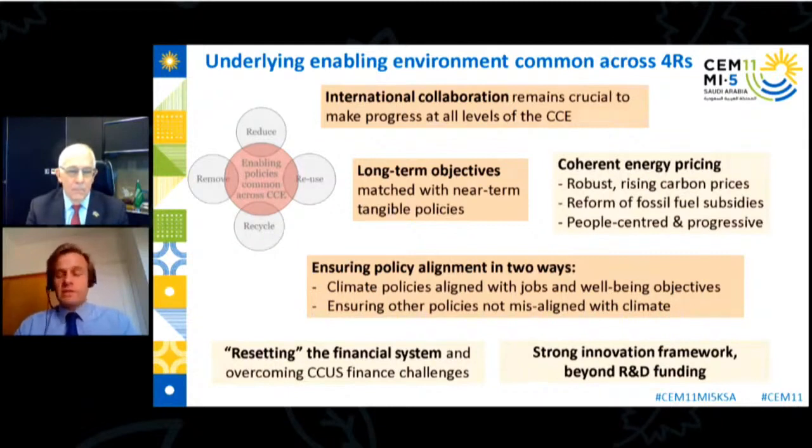And then last but not least, on the bottom right, the importance of governments to be having a strong innovation framework that goes really beyond just public sector funding of research and development, but about supporting the whole innovation ecosystem. Given the current company, I don't need to lecture you on that point.